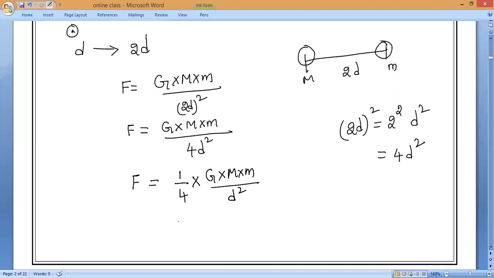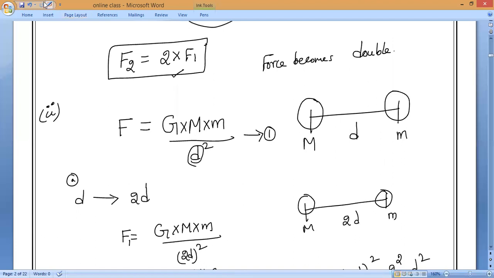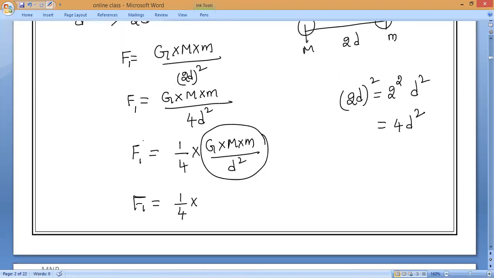Yes, please. Yes, sir. Now you can see this is F1. Let me take this as F1. Now F1 is equal to 1 by 4 into this entire thing, which is equal to something. Observe what it is equal to. It is equal to force F. So that is what will happen.